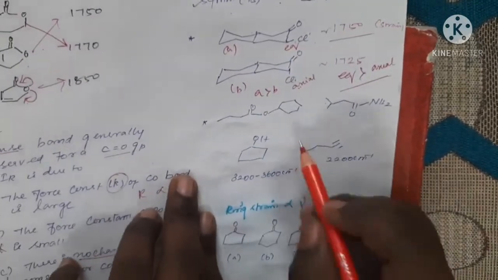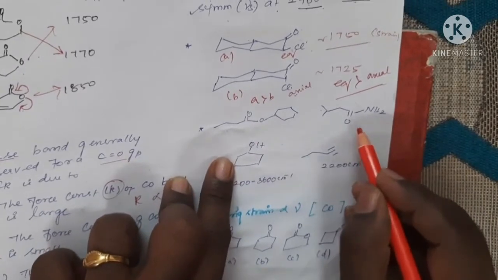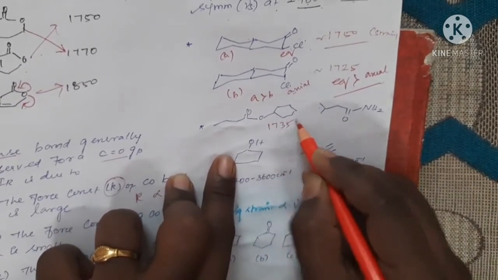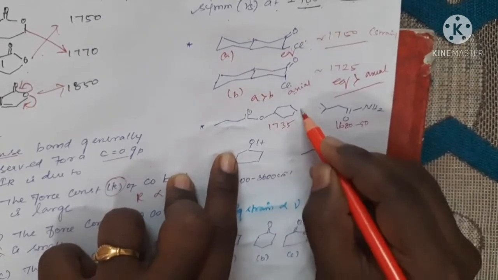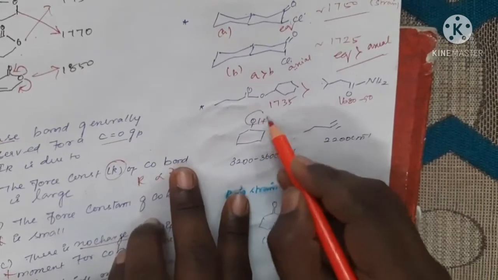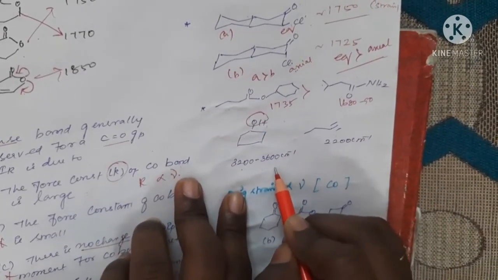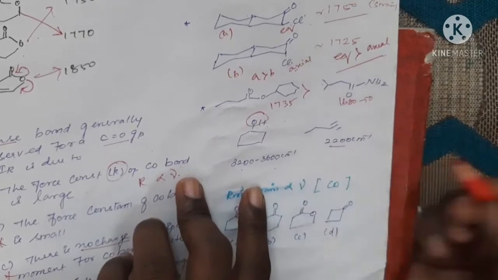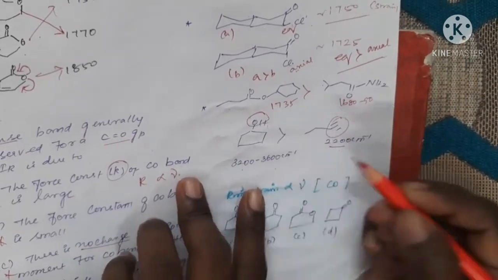In the next example, this one has an ester group and this one has an amide. Ester is 1735, amide 1680 to 1690, so automatically ester has a higher value than amide. This one, free OH, will be observed at 3200 to 3600, and this one, terminal alkyne, will be observed at 2000, and automatically this is greater.